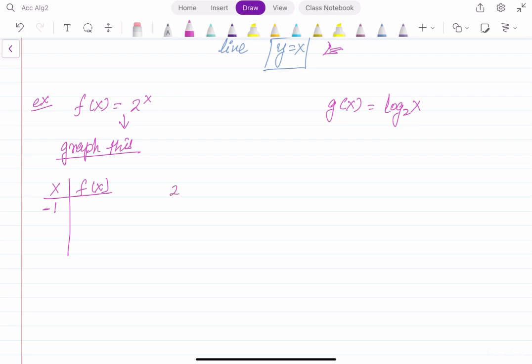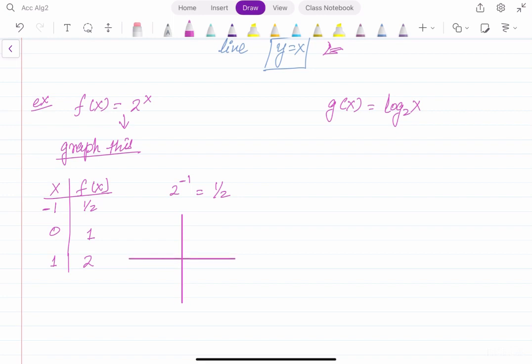Let's take -1. 2 to the power of -1 will be nothing but 1/2. Then let's take 0. Anything to the power of 0 is 1. And then we can take one positive value as 1. That will be 2.